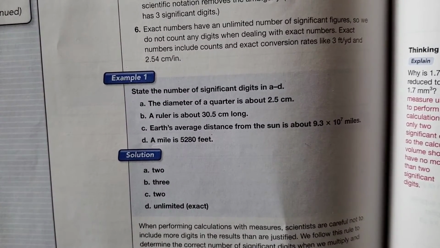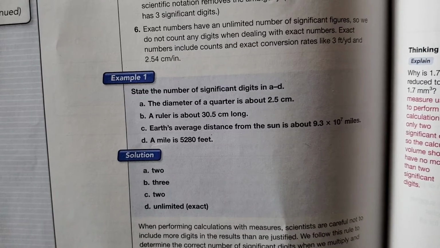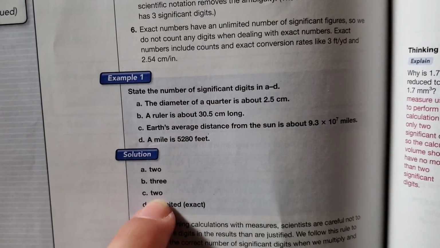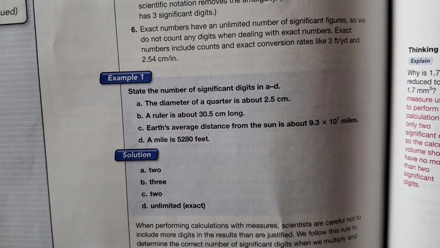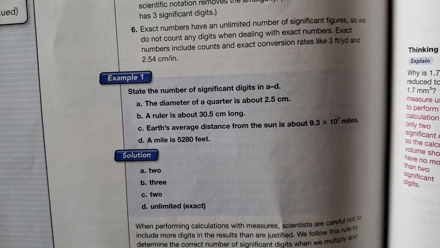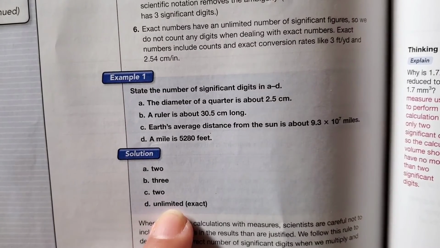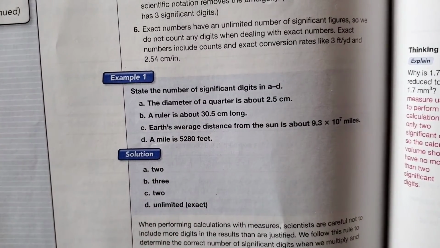Earth's average distance from the sun is about 9.3 times 10 to the 7th miles. Because it's 9.3 and then 10 to the 7th, we know it's 2. And then a mile is 5,280 feet, which is an exact conversion rate, so it has unlimited significant digits because it's exact.